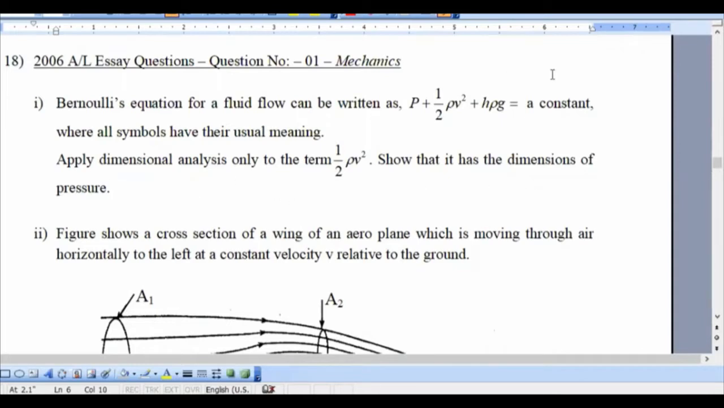Okay, let's give a try. Please remember that the first term is P, and after that half rho V squared and h rho g. Rho for density, P for pressure. Let's give a try here.